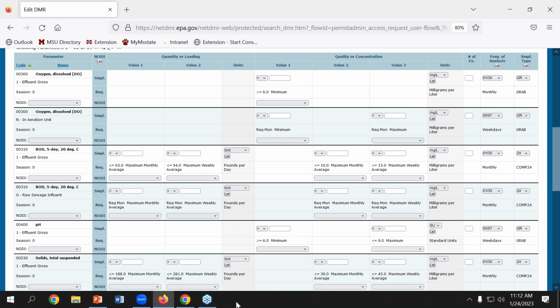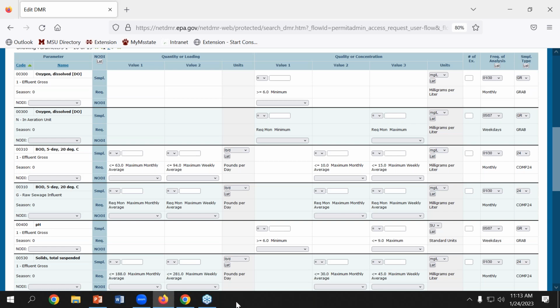If you move down to the next parameter, you'll see dissolved oxygen in the aeration unit. This is influent dissolved oxygen, and it is a weekday parameter. So in your operator log, you'll have 5 entries for every 7-day period. Continuing down, effluent BOD, as the name suggests, this is an effluent parameter that's also monthly.